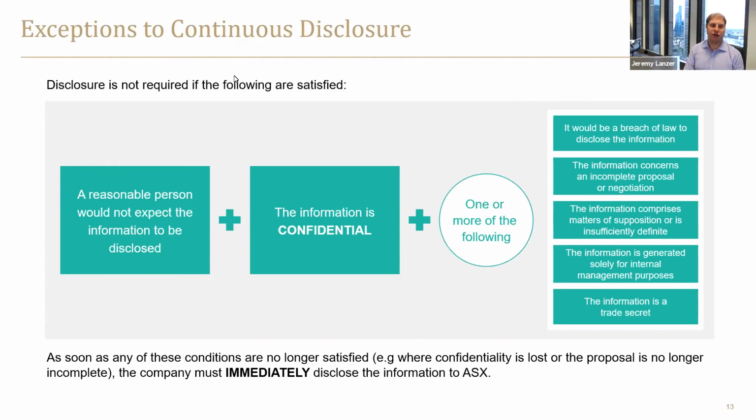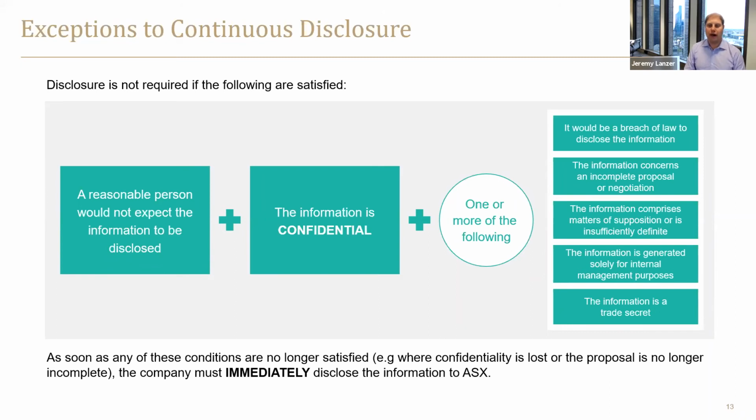I think it's worth touching on this for a moment, because the confidentiality point is typically the one that gives clients the most cause for pause and concern. And I think the reason for that is because it's often the one that's not within your control. Generally, if we're talking in an M&A context, you can manage the process around an incomplete proposal or negotiation and control when that ceases. Similarly, if you're preparing internal accounts for management, you can control that. But what you can't control is a leak, usually.